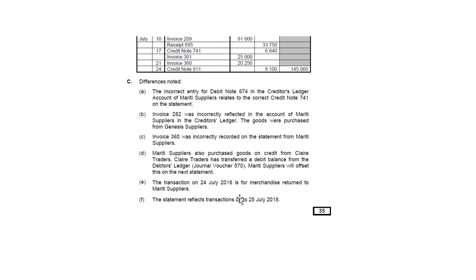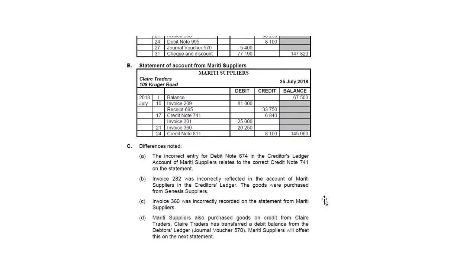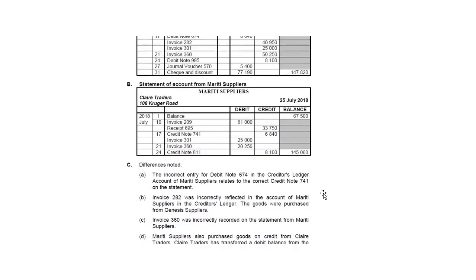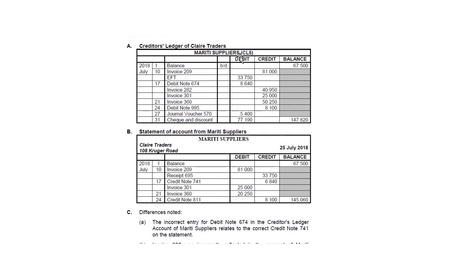With E, the transaction on the 24th is for merchandise returned to Mariti. Return means we had to make our account less. What did we do? There it is. We actually made the account more. Credit more. What did they do? Credit in their case is less. They made it less, so they were correct. But we made it more instead of less.